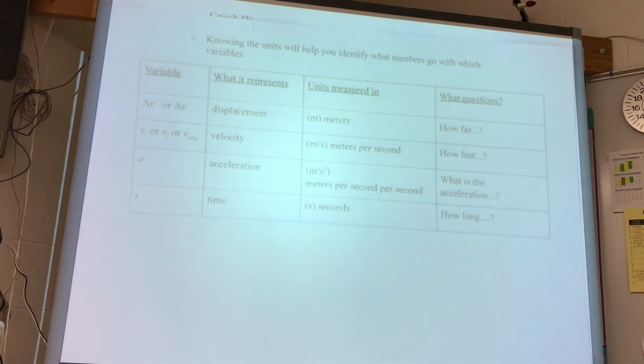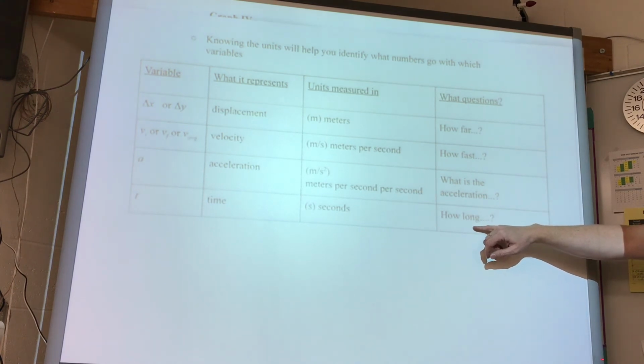If they say, how far does a car travel? They're asking us to solve for delta x. How far does an apple fall? We're talking about delta y. If we're talking about velocities, it's how fast. Acceleration, we're not super creative. We say, what is the acceleration required, or what is the acceleration of an arrow? In time, we can measure, they might ask the question of how long.